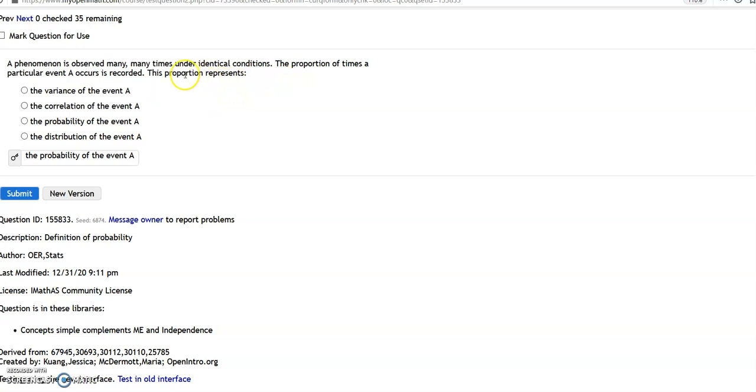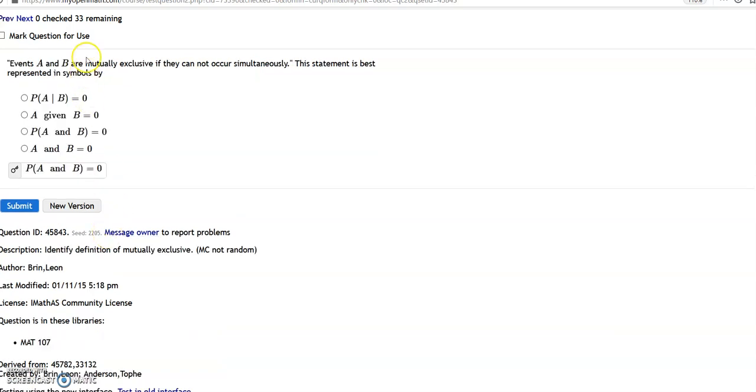Basically, anytime you're talking about the proportion of time, the proportion of times an event occurs, it's a probability. Mutually exclusive means that they cannot happen at the same time. They cannot. So that means the probability of A and B both happening is 0.